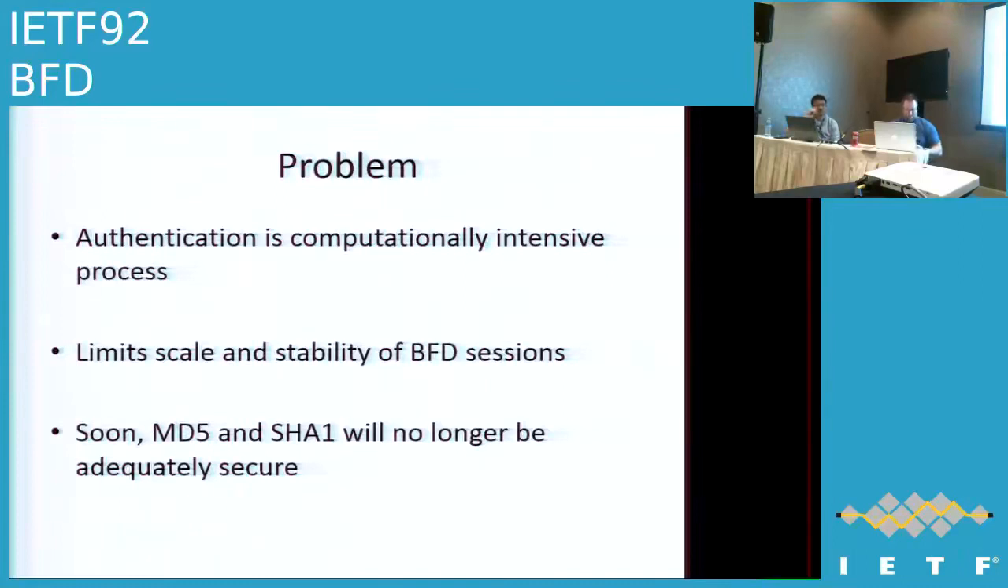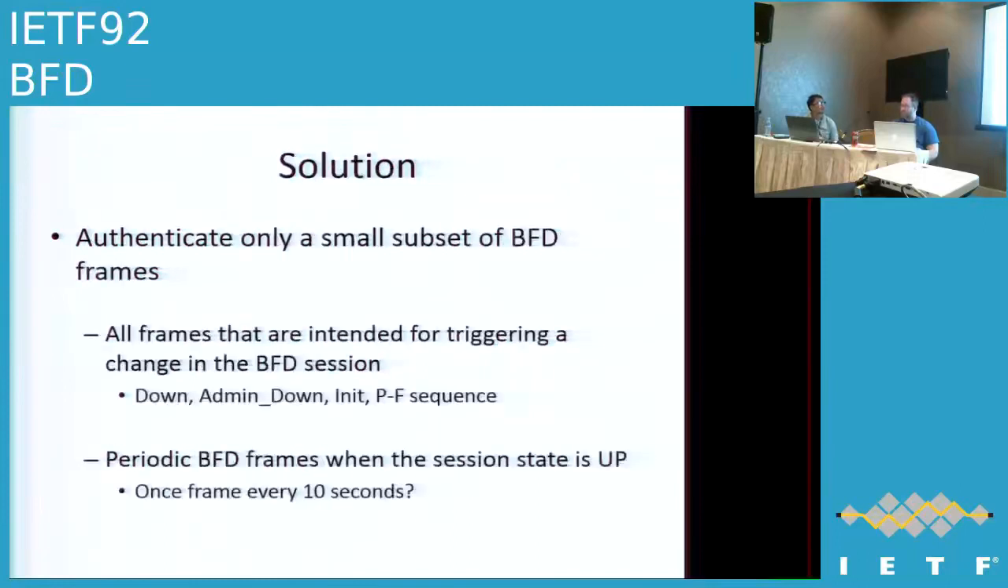An additional problem, soon MD5 and SHA-1 will not be adequately secure. MD5 is already not accepted for JITC certification. SHA-1 is soon to follow in the next couple of years. So we are going to have to start using more complicated algorithms to authenticate BFD and other protocols. So the solution, can we move to the next slide?